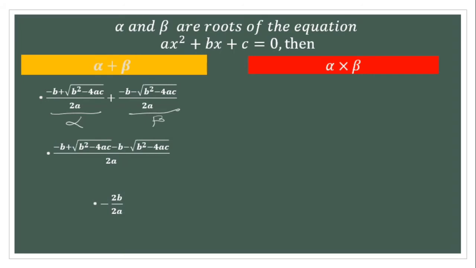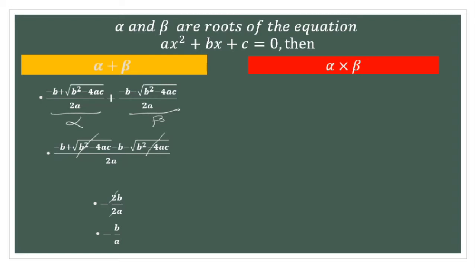Okay, so what happens here, this plus square root of b square minus 4ac and minus square root of b square minus 4ac cancels out. Okay, and this minus b and minus b becomes minus 2b upon 2a. Here also in the next step 2 cancels out, so it remains minus b upon a. So we got alpha plus beta is equal to minus b upon a.